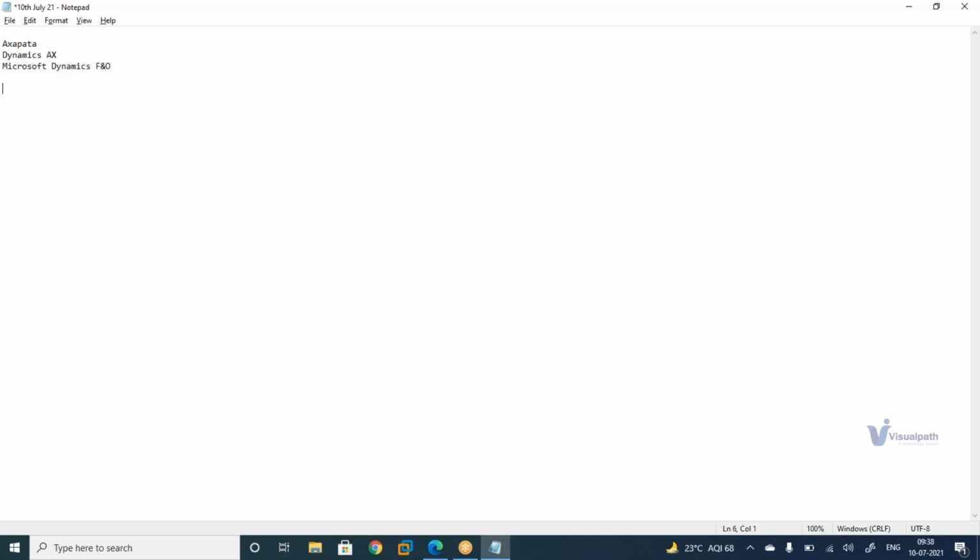In this, the oldest version is AX 2009. This is around 12 years back. Before that, there are some versions, but it is not required. Next one is AX 2012. In this, we have 6.0, 6.1, 6.2, and next 6.3. These are the different versions in AX 2012.